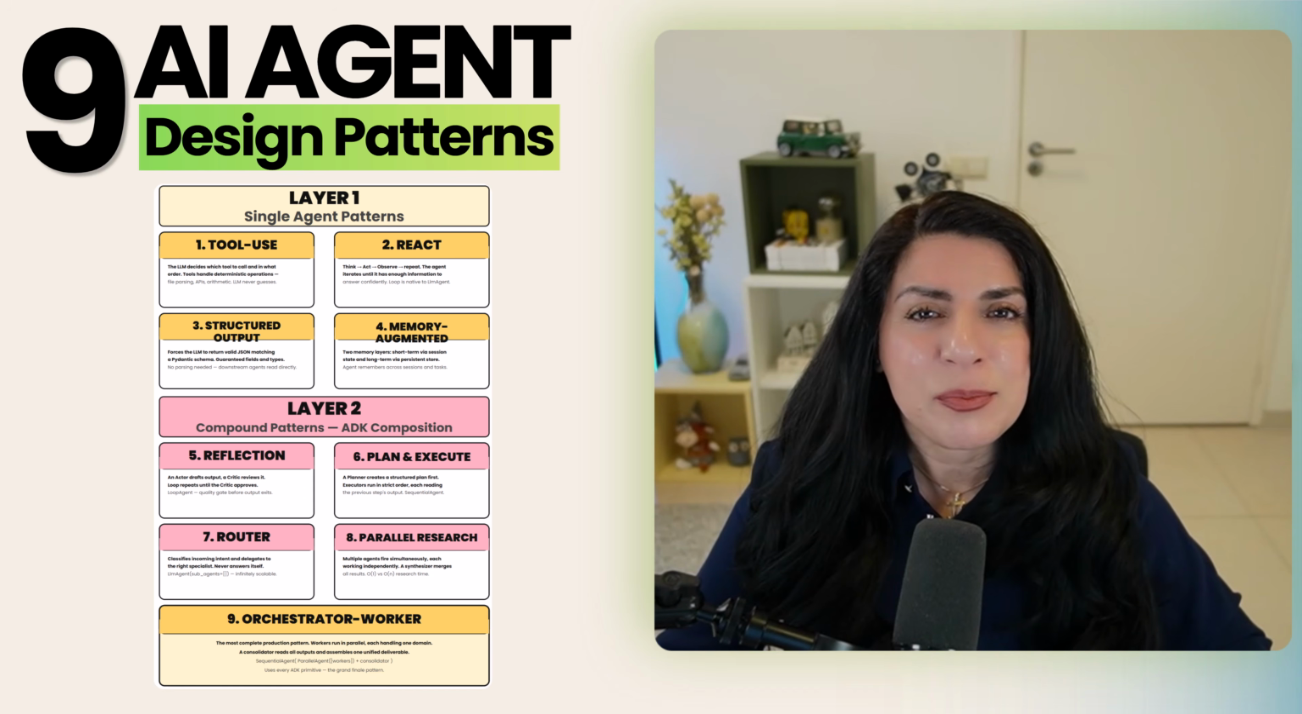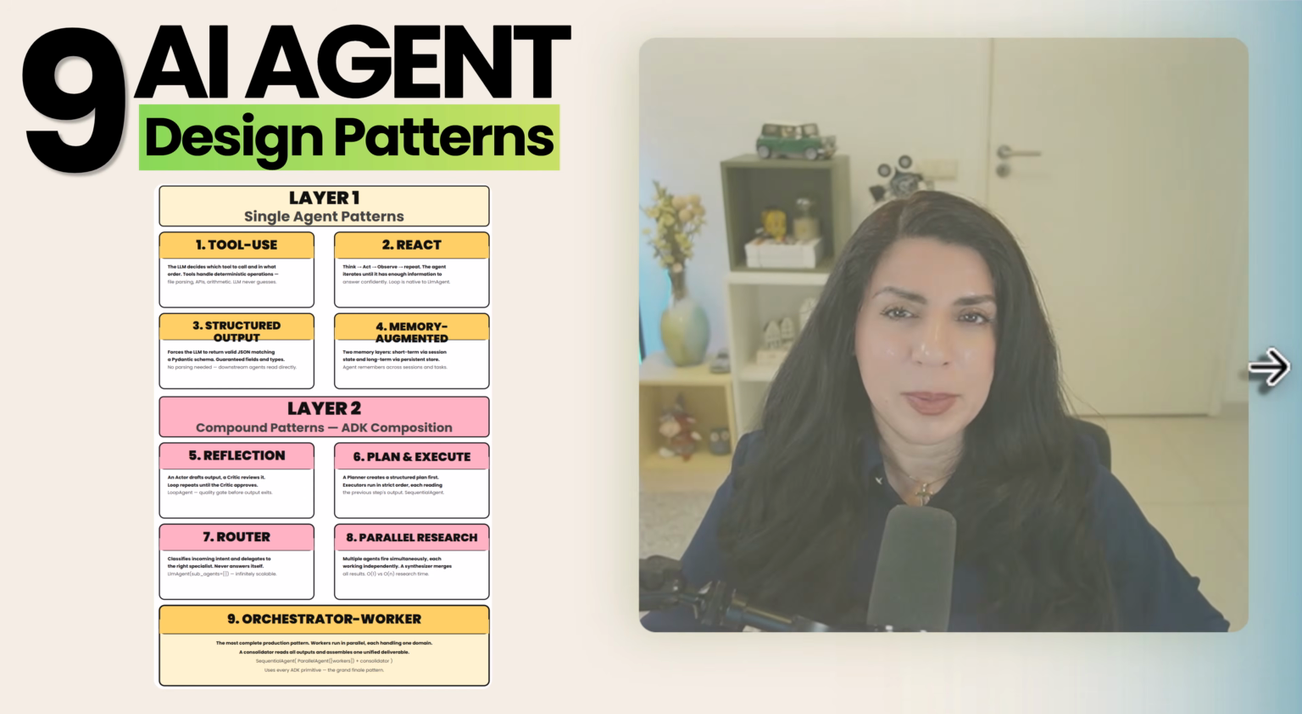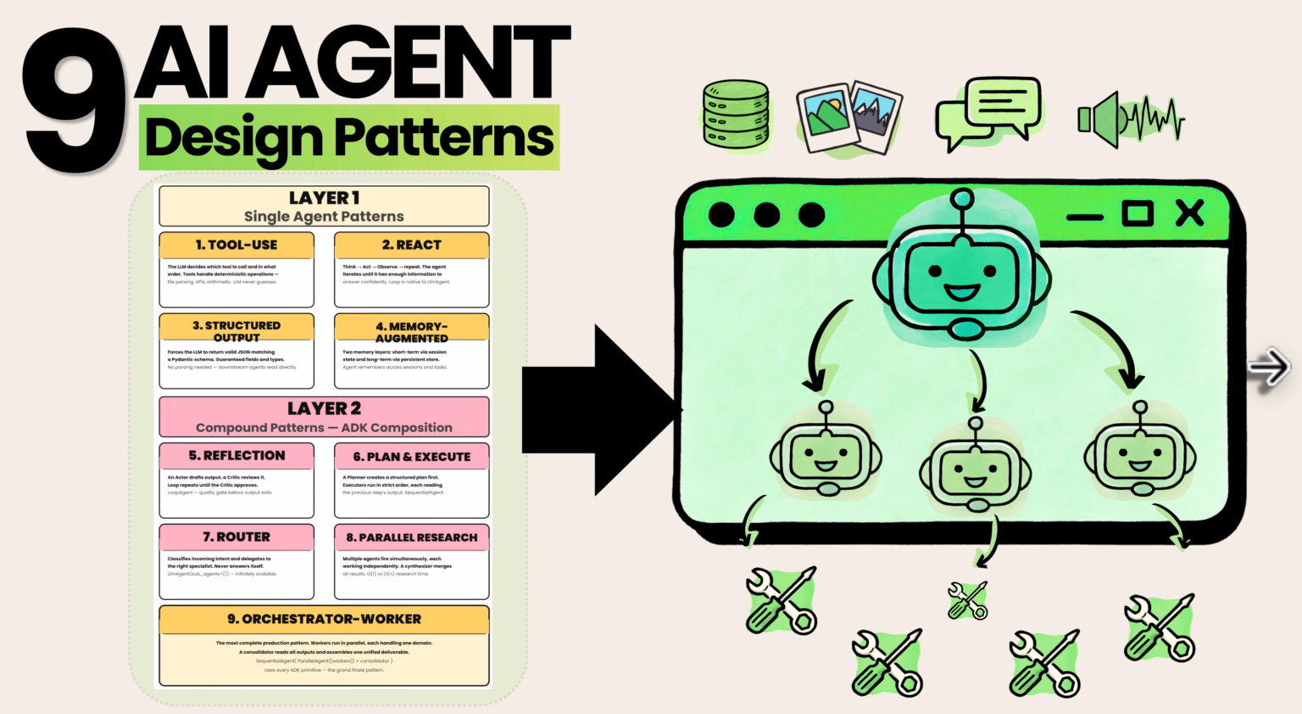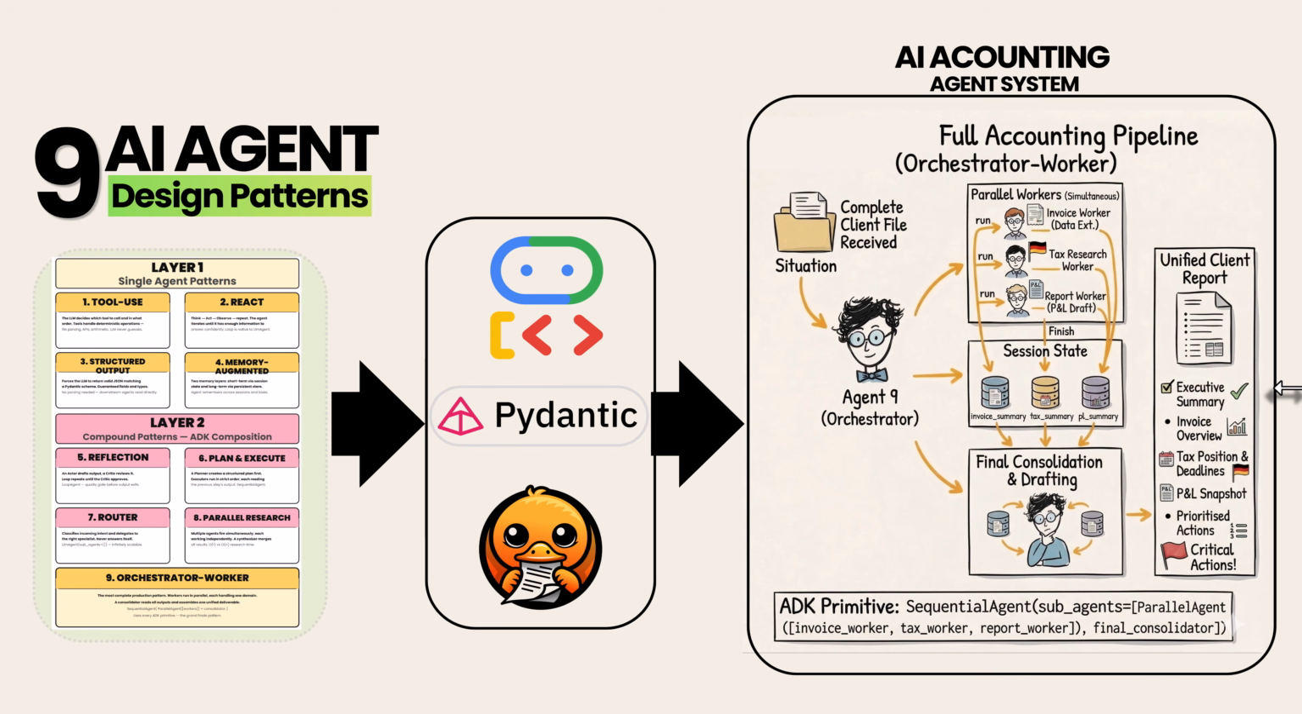In this video, I built 9 essential AI agent design patterns, so you can build any AI agent system. To reflect real-world complexity, I use an accounting and tax project. We code a single agent using structured output and memory, then self-critic and parallel, and finally a full accounting multi-agent system. For the tools we use Google ADK, Pydantic AI, and Docling.